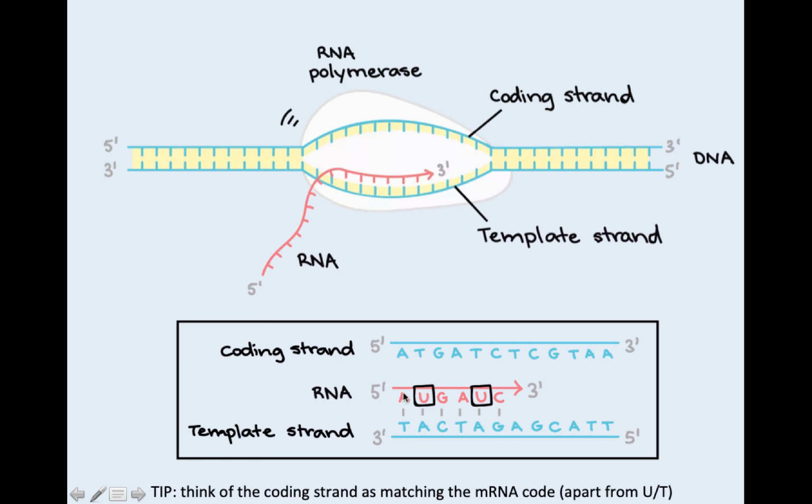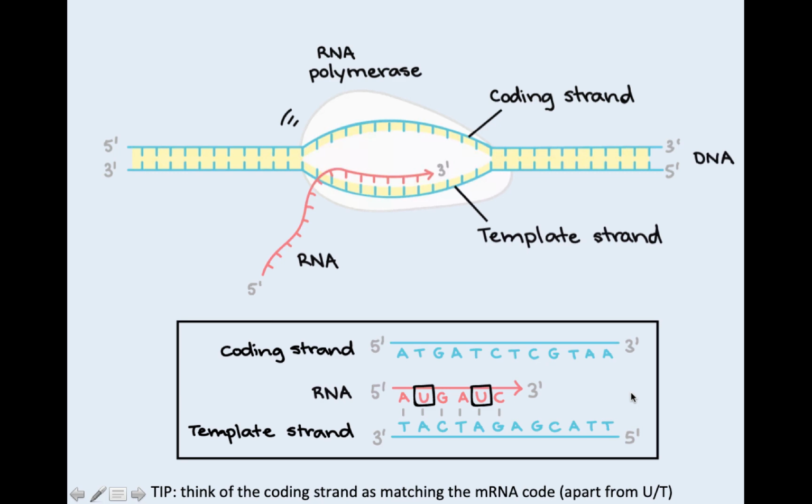Here you've got an A next. But remember that RNA has uracil and not thymine, so now you're going to put a uracil. Now you've got a C, so you're going to put a G. You've got a T, so you put an A, etc. And you're going to keep going until you get to the end of the gene.